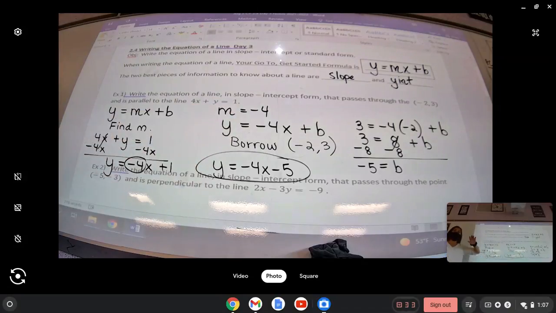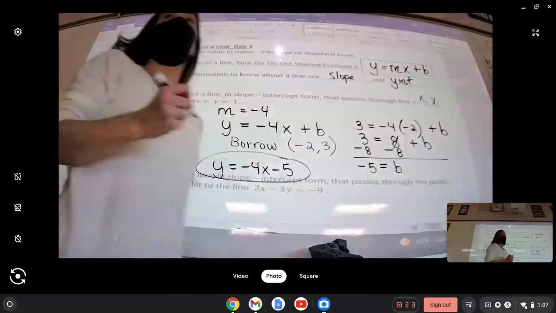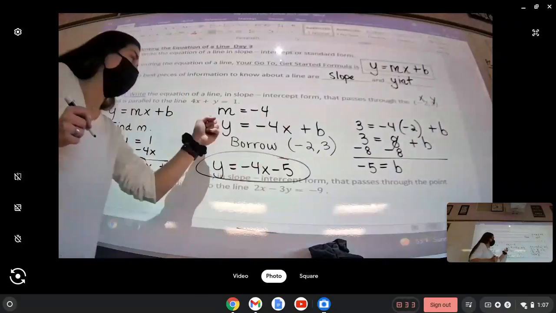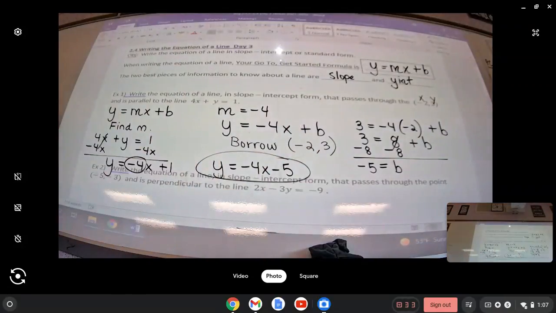I always try to plug it in for b. Well, we don't know b. b is the part we don't know. All we know is an x coordinate and a y coordinate from that point. So they have to go in for x and y, and then the only thing left is b. This is what we've been doing since Thursday. We borrow that point as an x value and a y value that you can plug in for, and then it only leaves b in the equation.